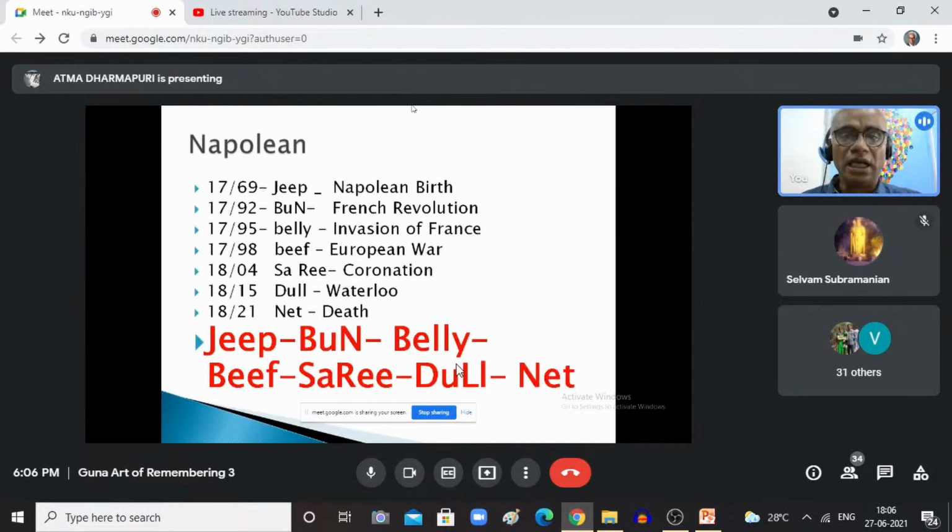And here I'll be telling about the French Revolution using a simple story like jeep, bun, belly, beef, sari, doll, net. Only these 7 words are needed to remember the French history. For example, you can remember the important dates using this method, and not necessarily the same thing. You can use any dates and you can form a simple funny story.